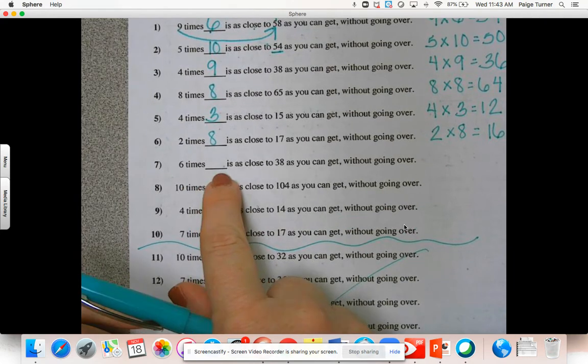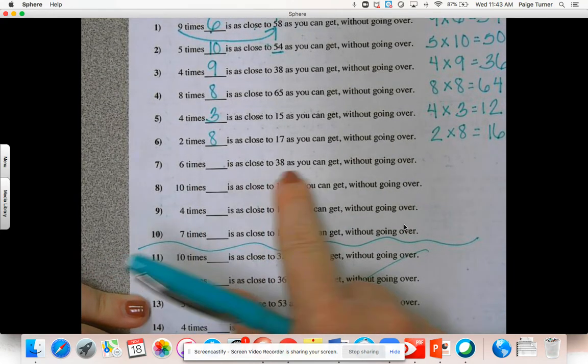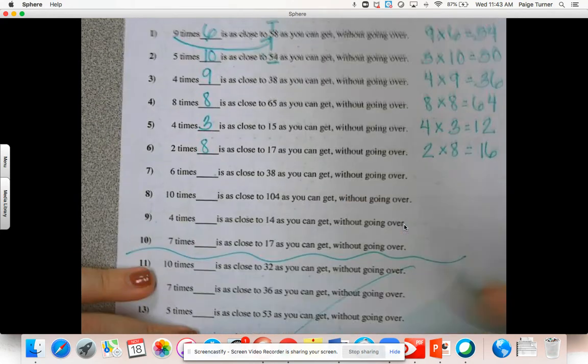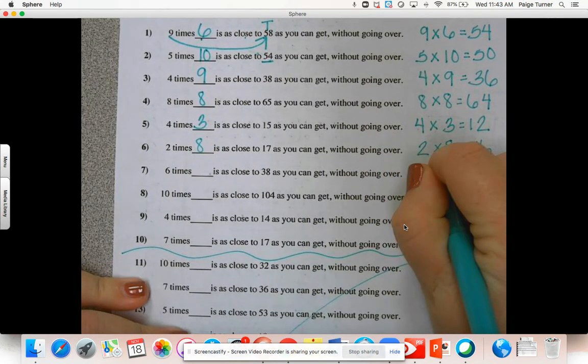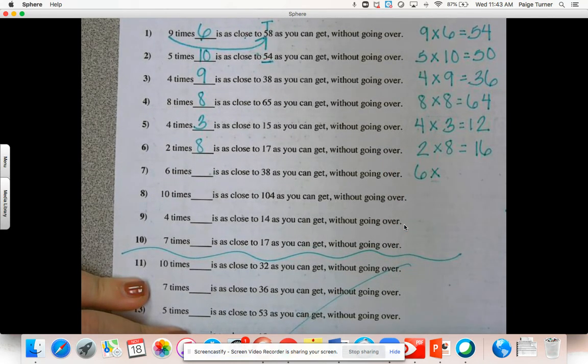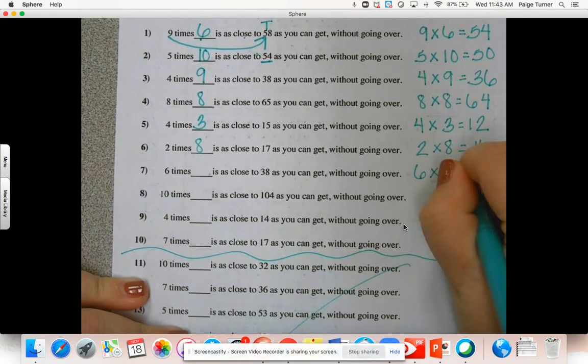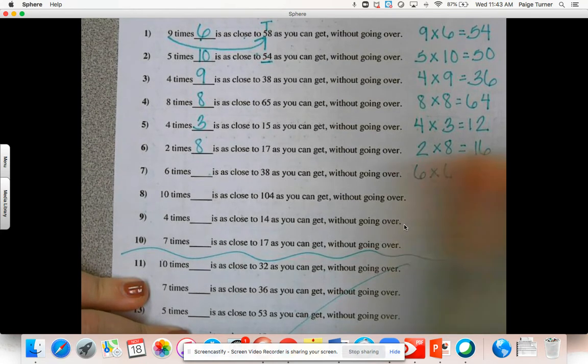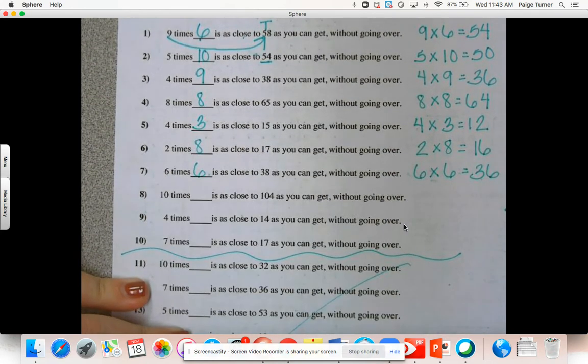6 times blank is as close to 38 as you can get without going over. So 6 times what number is going to get you close to 38? Well, that would be 6, right? 6 times 6 is 36. So 6 times 6 is as close as you can get to 38.